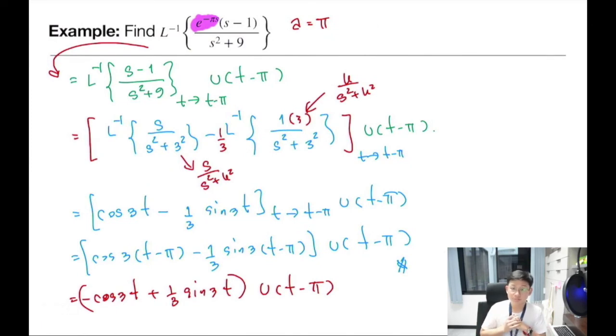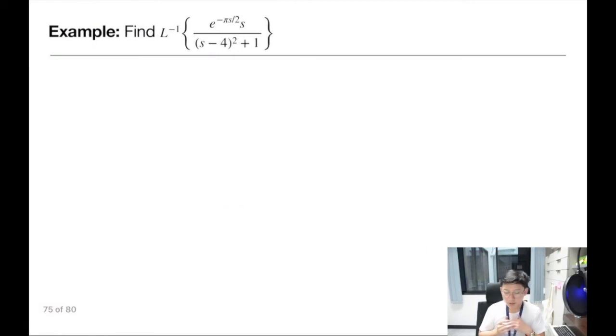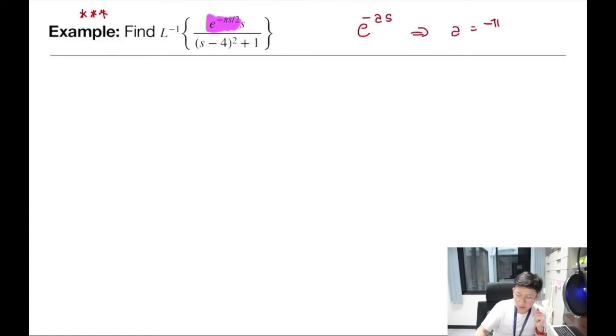Good. Okay. Next example. This one, I will let you do as an exercise, and we will look at that in the on-site class. It's quite clear that e to the minus as, right? Which means that a is actually half pi.